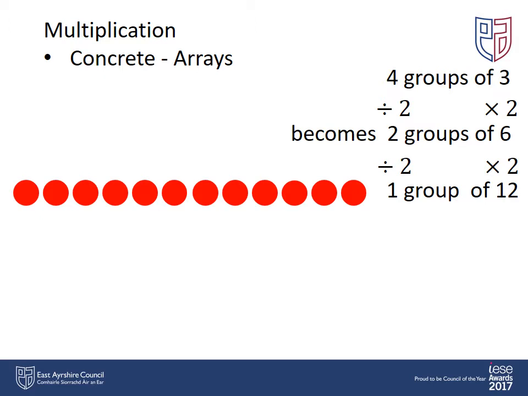Also, by looking at each of the arrays, we can see that 4 groups of 3 becomes 2 groups of 6. If we halve the 4, we get 2, and if we double the 3, we get 6. The same happens when we look at 2 groups of 6, becoming 1 group of 12. If we halve the 2, we get 1, and if we double the 6, we get 12. Each of these arrays represents the number 12. This halving and doubling strategy becomes really helpful with more complex calculations.